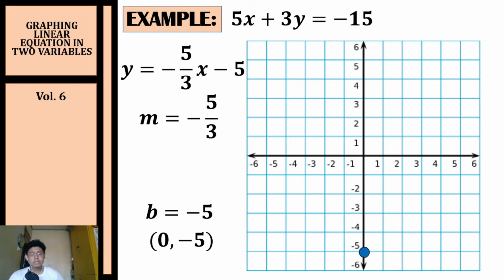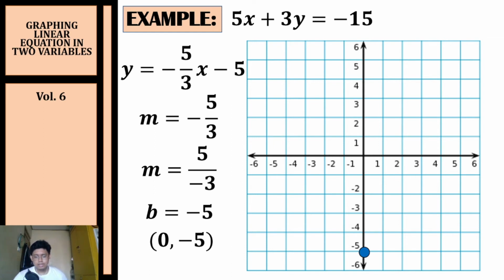So our slope is -5/3. We can relocate the negative sign, whether we place it in our numerator or in our denominator. So we can rewrite our slope as 5 over -3, because if we place the negative in our numerator, it will not fit in our graph. So I decided to place the negative sign in the denominator.